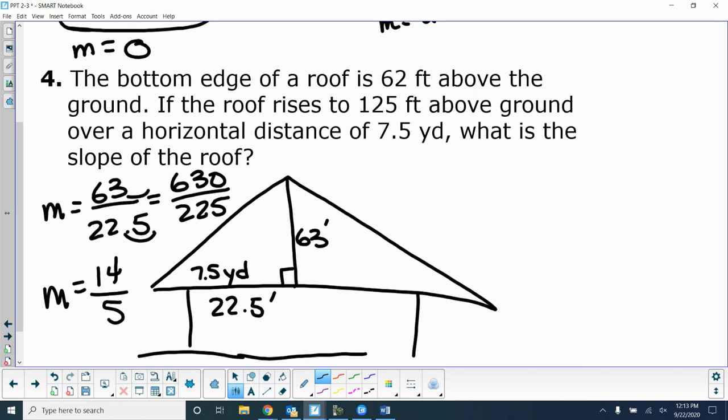Again, if you put 2.8, you're right. We just don't usually write it as a decimal. We usually write it as a fraction. That's all. I would give you credit for that if you wrote 2.8, but I would prefer to see a fraction. Questions on those warm-ups? Those making sense to you?